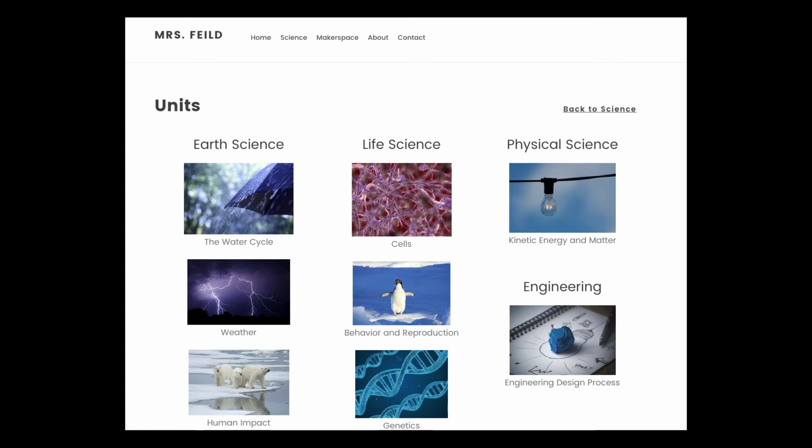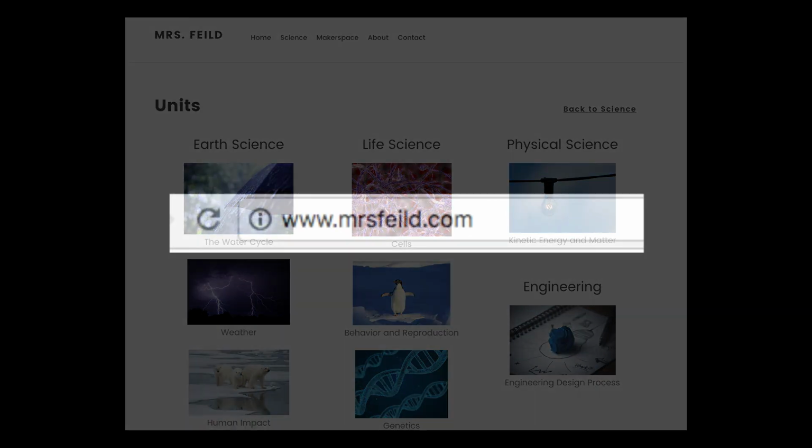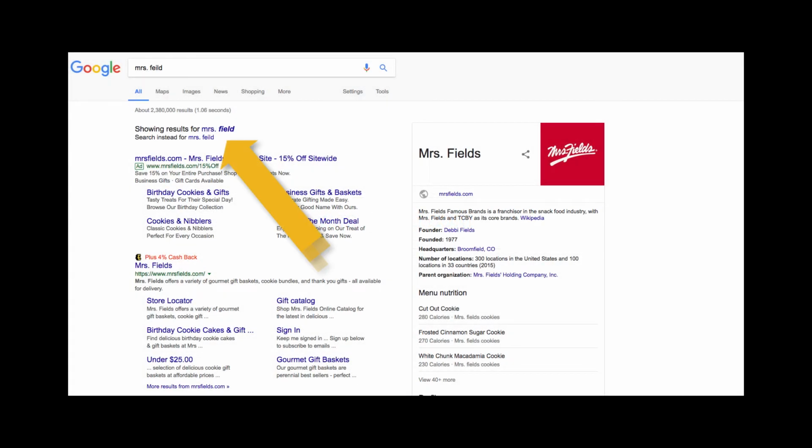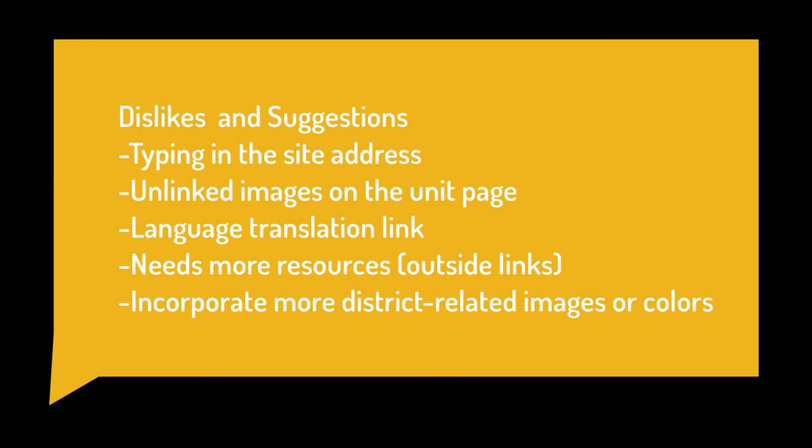Some suggestions from users were that the images on the unit page were not linked to actual units. The students, both on their papers and verbally, complained about having to type in the site address, mrsfield.com, because Google auto corrects my last name. And one administrator recommended a language translation link. Several users said that more resources would be great for the website. And one administrator also recommended incorporating more school district related images or district colors into the website.